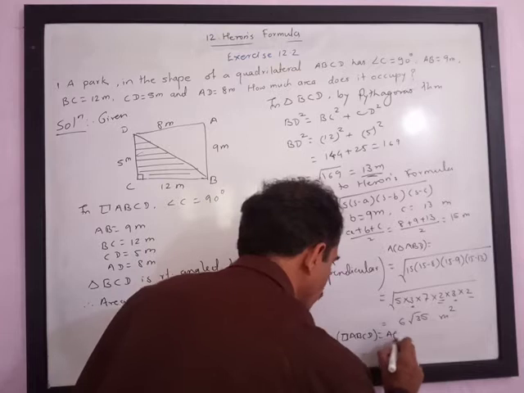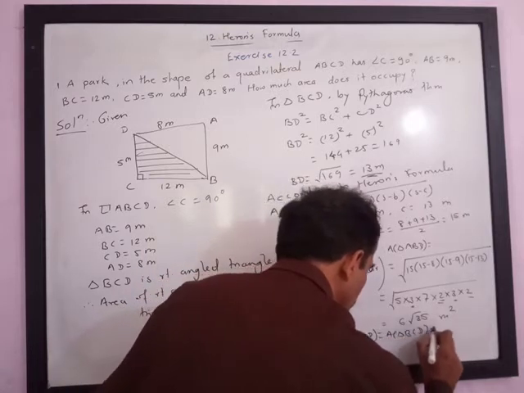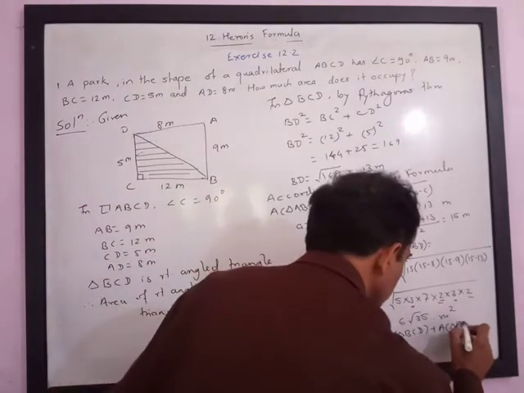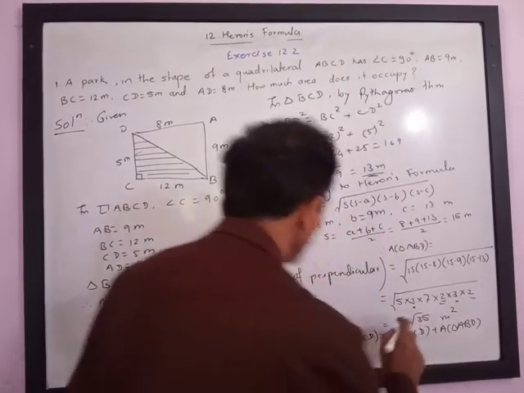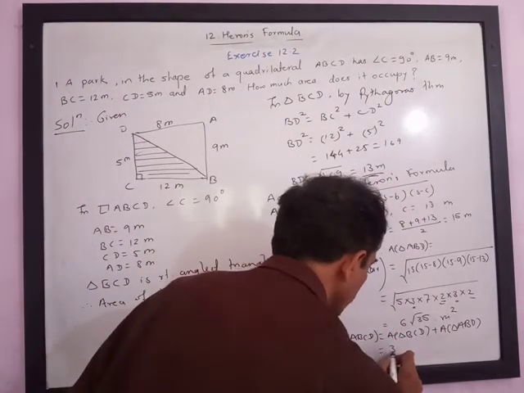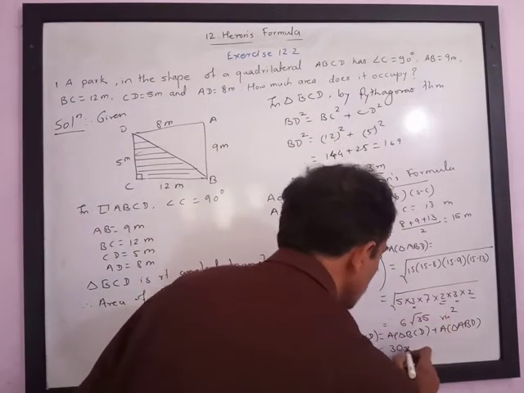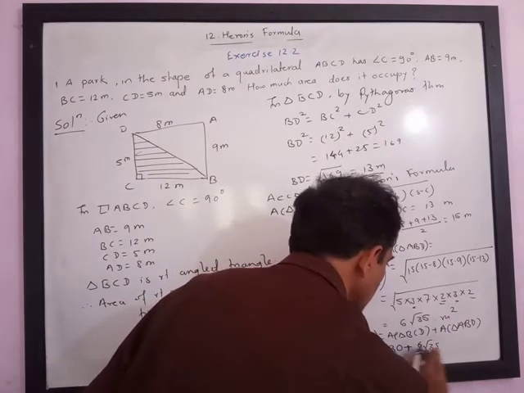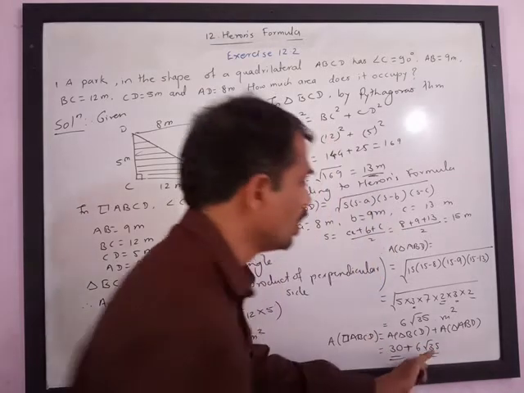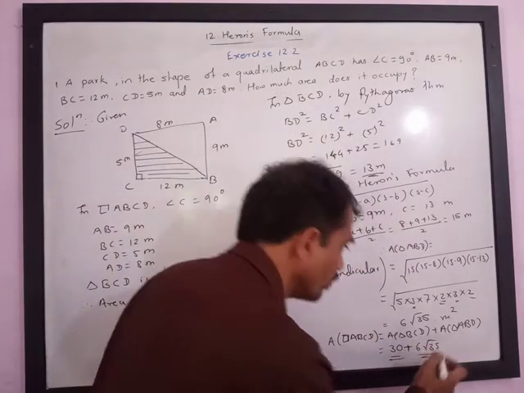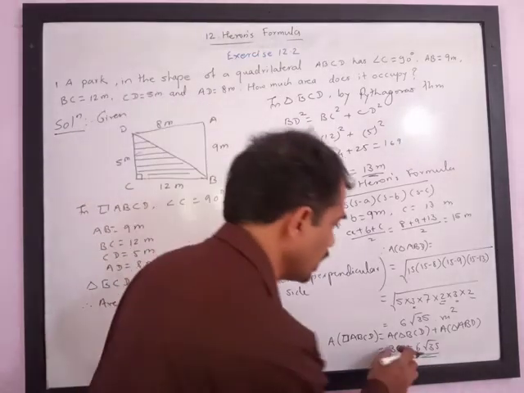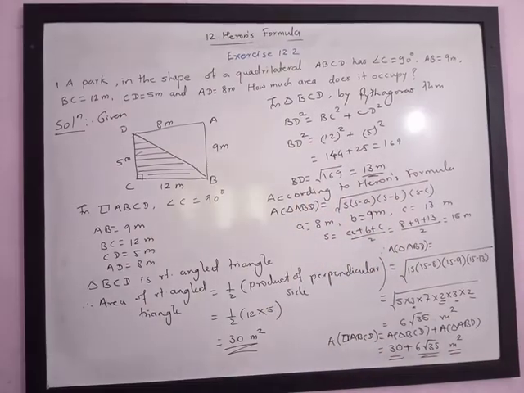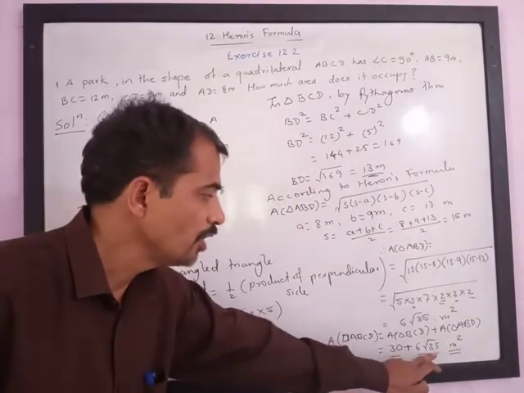Therefore, area of quadrilateral ABCD is equal to area of triangle BCD plus area of triangle ABD, that is equal to 30 plus 6 root 35. This is a rational number, this is an irrational number, so we cannot do the addition unless and until we remove this 35 out of the root. So the answer is 30 plus 6 root 35 meters square. So let us remove this 35 out of the root.